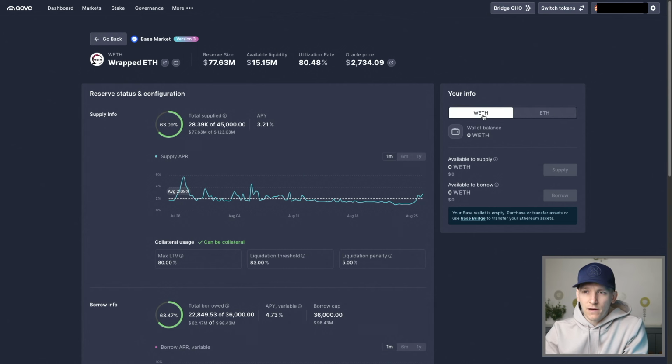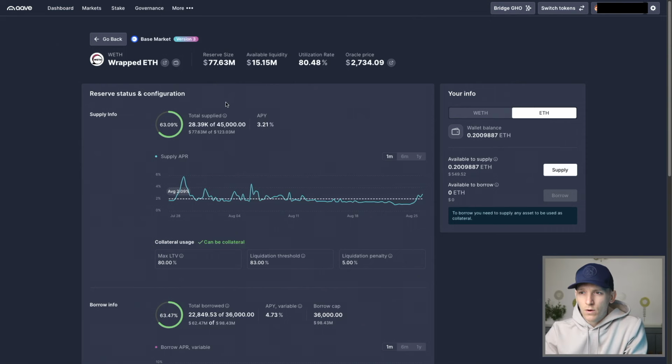Wrapped ETH is obviously a lot better for DeFi if you're going to use it in any DeFi protocols like DEXs or anything like that. Probably need some wrapped ETH, but I'm just going to do ETH as an example here because I've got some in my wallet. So we're going to supply first. 3.21% is the APY that we're getting, so we can actually supply that.